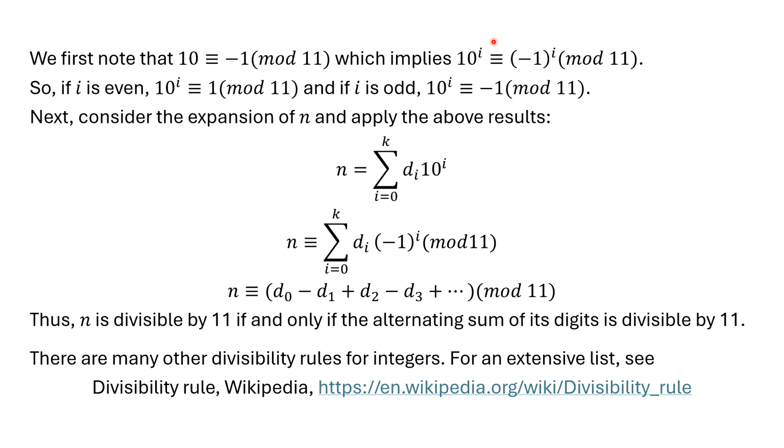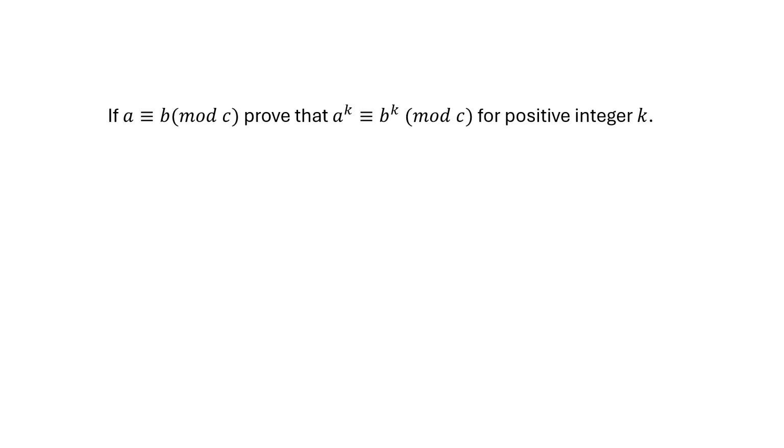Okay, so for the last problem, I've used this property that if you had two numbers congruent to each other mod a particular number, then you could raise both sides to a power and you still have congruence. So I didn't prove that yet, but I'm going to do that on the final problem for this lesson. So we have a problem here that we've used a few times in this lesson, but I haven't proved it. So I'm going to do that here.